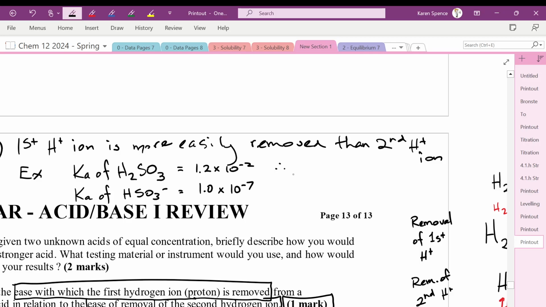Therefore, the first H plus comes off more easily, since products are more favored. But even that, it's only worth 1 mark. How much can you say for 1 mark? If you've got that, you could just say, therefore, H2SO3 is a stronger acid than HSO3 minus. And that would do it.